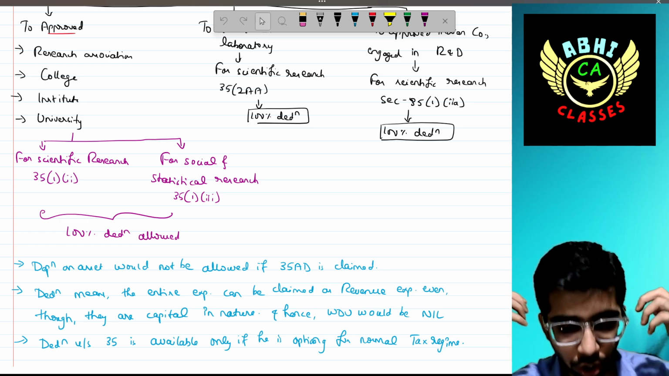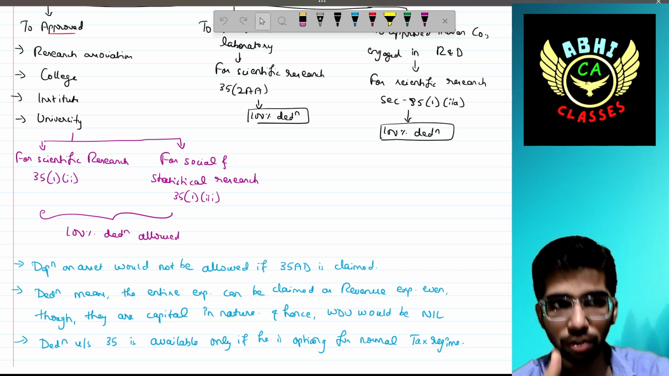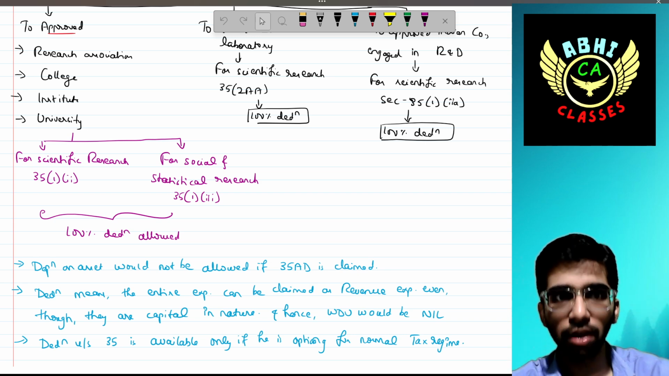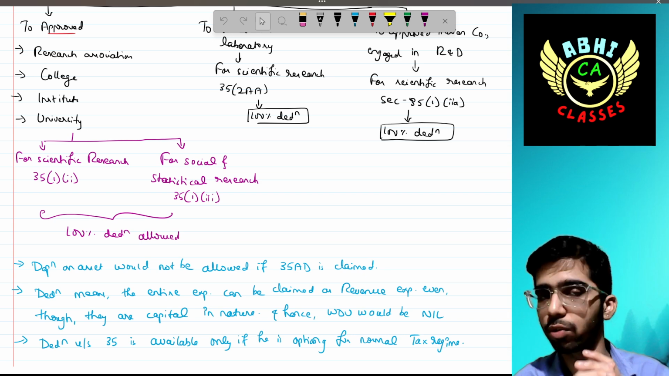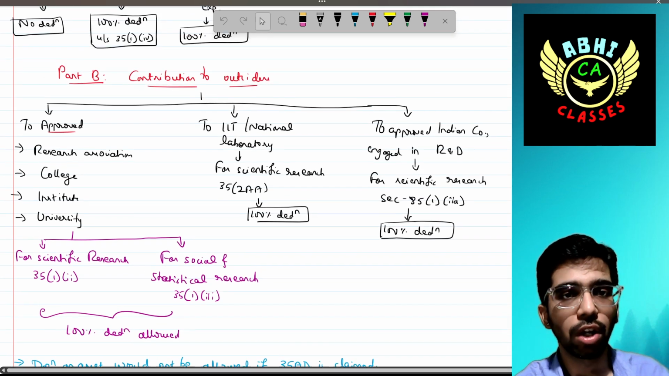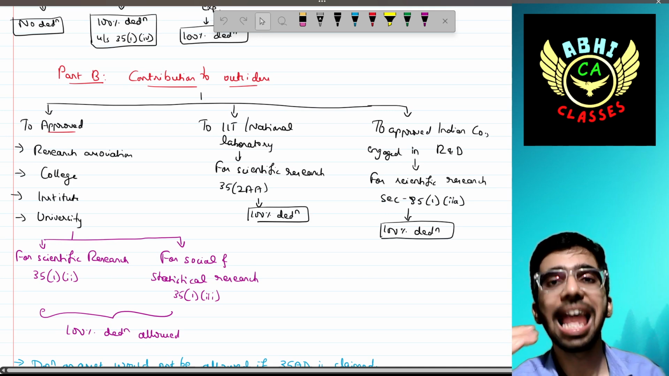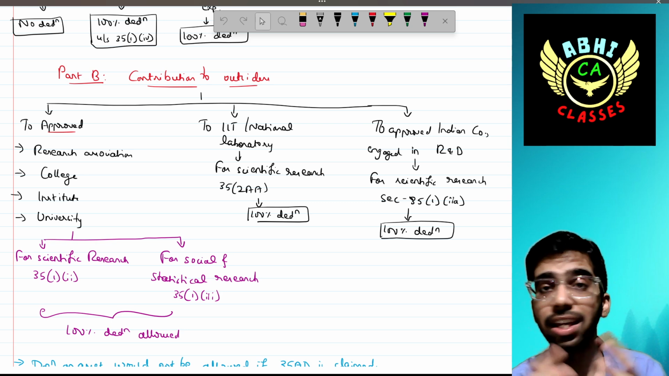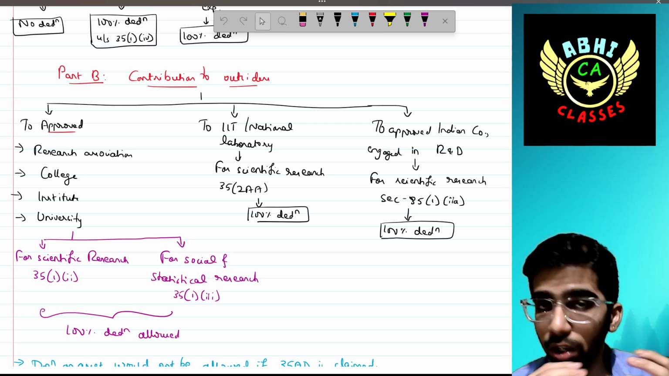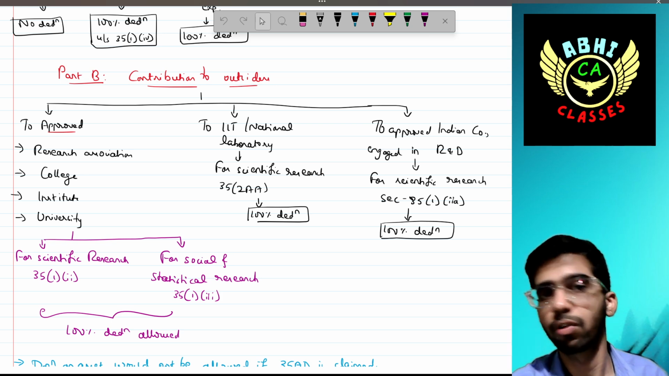The entire contributions made by you in respect of those approved organizations, in respect of scientific research or social statistical research, 100% deduction would be available. Next, if you are contributing to an IIT or national laboratory for scientific research, then 100% deduction would be available. For an IIT or national laboratory, or a scientific research organization, there would be 100% deduction.